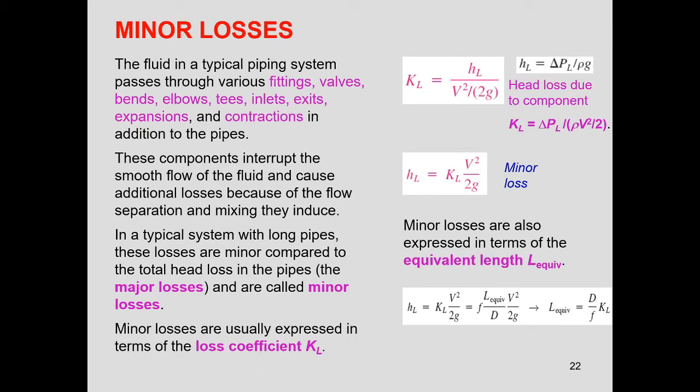Minor losses are usually expressed in terms of the loss coefficient, KL. KL is equal to HL over V squared over 2g. Then for minor losses, the head loss HL is equal to KL times V squared over 2g. Okay, what is KL here?